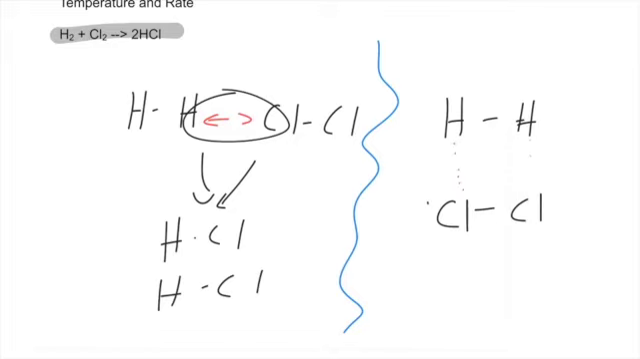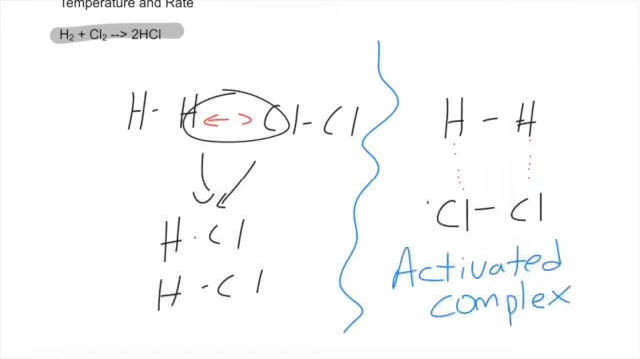And I'm going to draw in red here these partial bonds beginning to form. This is what is known as an activated complex. This is a square-looking molecule that has partially broken H bonds and Cl bonds and partially forming HCl bonds.